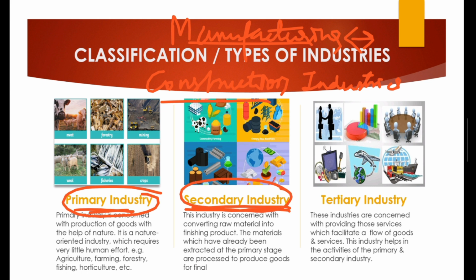The last one is tertiary industries. In this category, we include all the activities which provide and facilitate the flow of services. Here the activities can be transport, banking, insurance, warehousing and communication, all such activities which are important for primary as well as secondary activities and help in the free flow of activities, are known as tertiary industries.